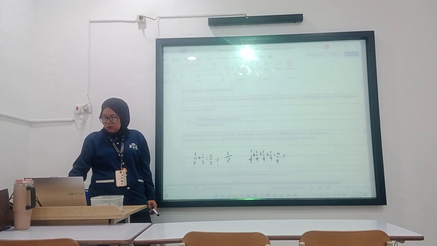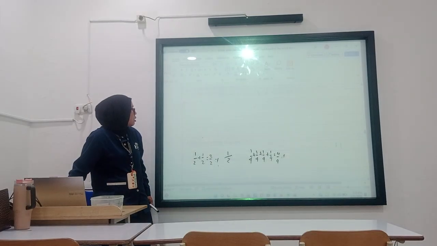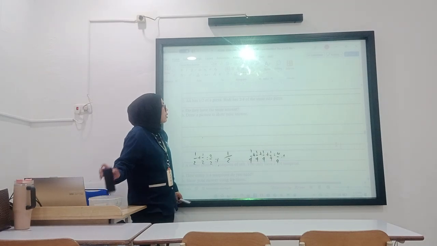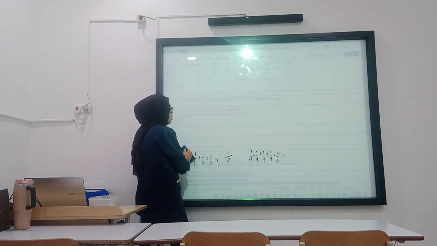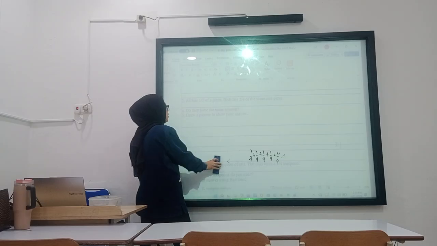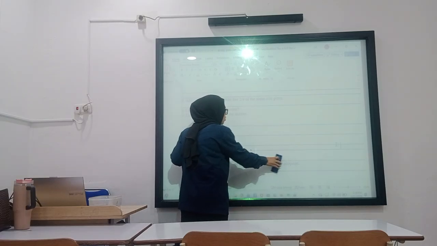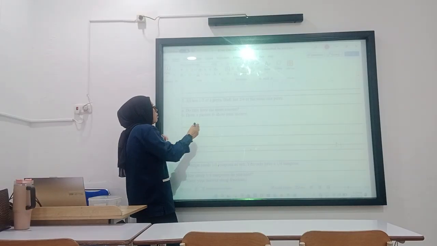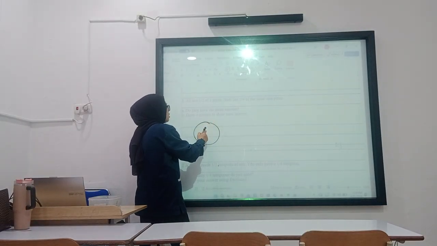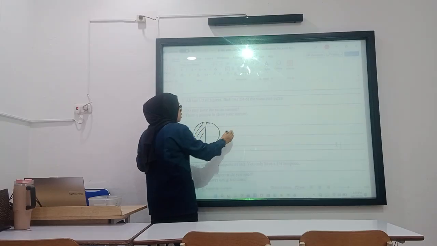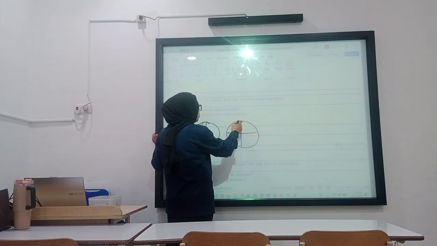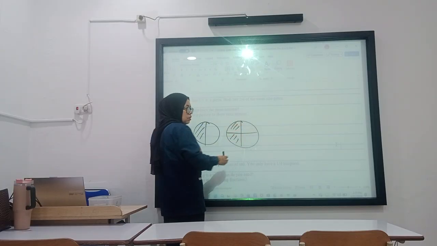Number 2, Ali has half of a pizza. Budi has 2/4 of the same size pizza. Do they have the same amount? Yes, they have the same amount. Draw a picture to show your answer. This is 1/2, and this one we split into 4. This is 2/4, like this.